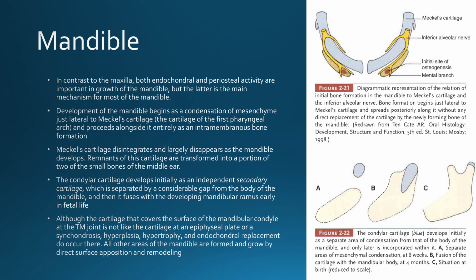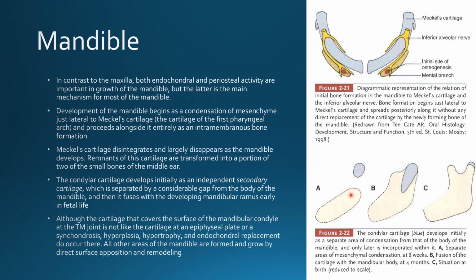Let's come to the mandible now. The mandible actually forms by both intramembranous ossification and endochondral ossification, but for the most part, intramembranous ossification is responsible for most of the mandible's development. How does it start? It starts by mesenchymal condensation, just lateral to Meckel's cartilage, okay, and follows the pattern. However, Meckel's cartilage does not at all ossify or contribute to the bone of the mandible, and it later on disintegrates. Now, this is the intramembranous ossification that started here, and then there is also the condylar cartilage that starts a process of endochondral ossification here at a separate area.